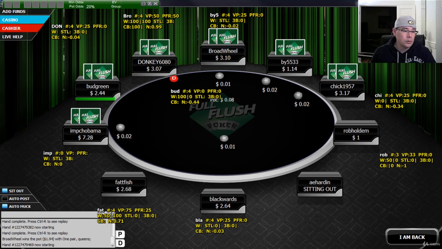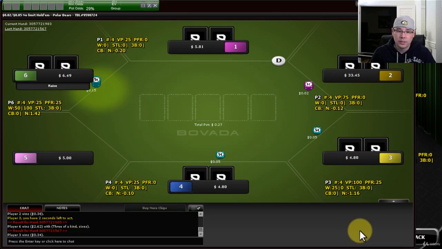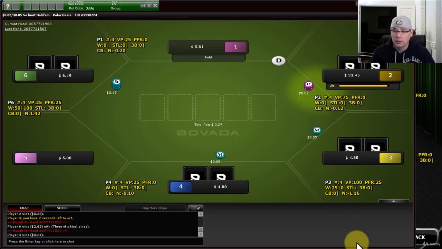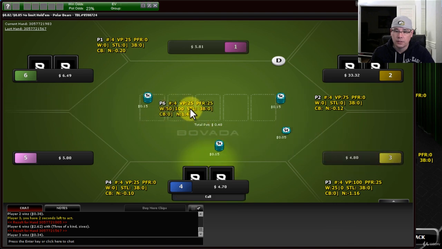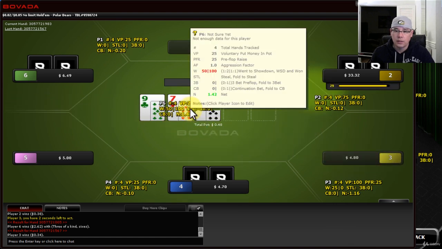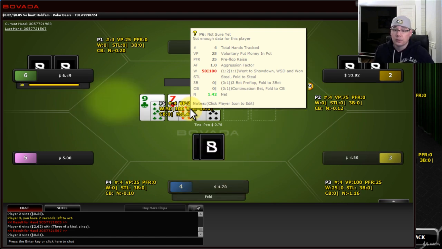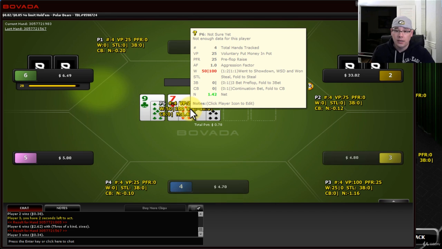Now let's go ahead and pull up the Bovada table and see if we have more stats on players over here. So let's look at this opponent's information, player 6. We know that we have 4 hands on him. He has seen 25% of the hands voluntarily, where he's either limped or pre-flop raised, and he has pre-flop raised 25% of the time.